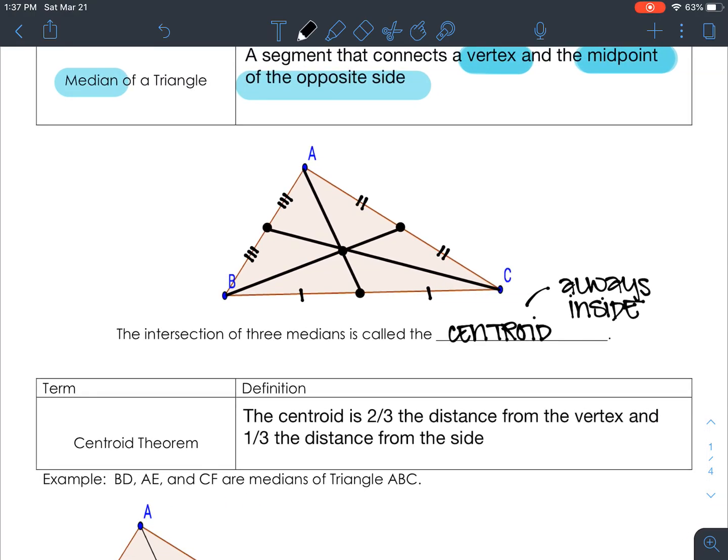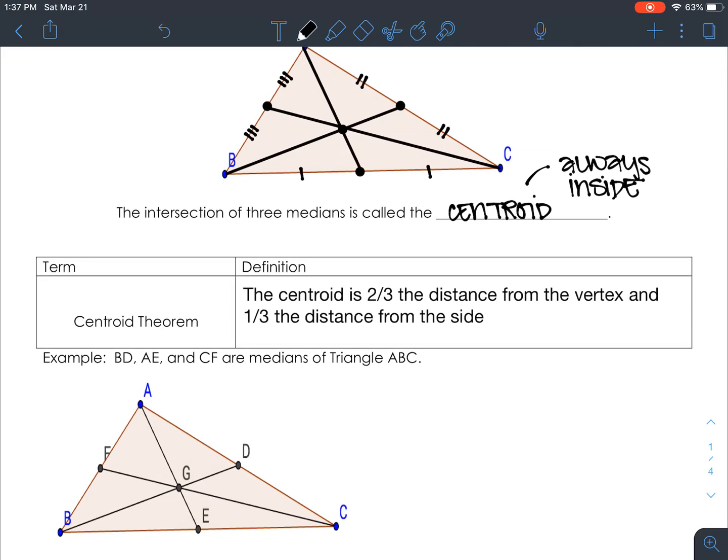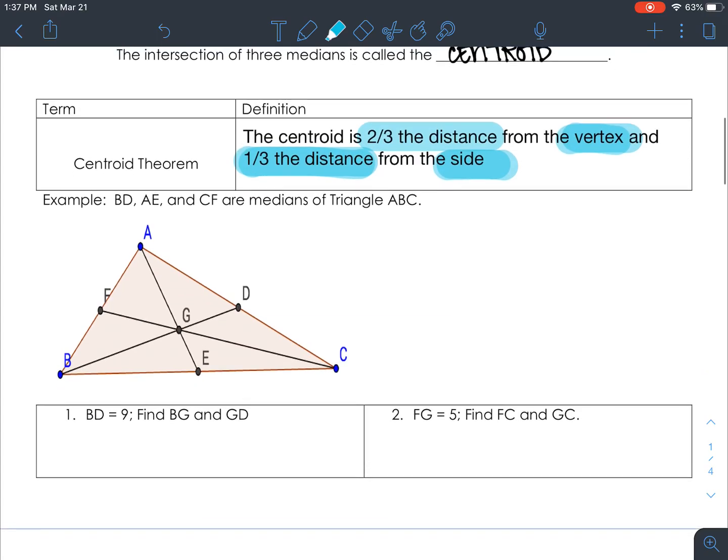All right, so the centroid theorem now. This one is going to take a little bit of application. It says that the centroid is 2/3 the distance from the vertex and 1/3 the distance from the sides. So we're dealing with fractions here, okay?